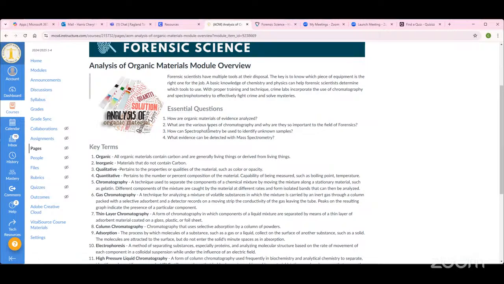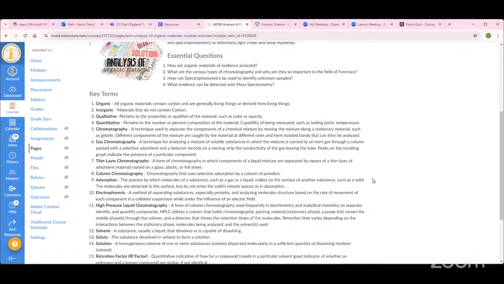Okay. What are the various types of chromatography, and why are they so important in the field of forensics? And so let's come down here and look at the vocabulary. First of all, what is chromatography? Chromatography is a technique used to separate the components of a chemical mixture by moving the mixture around a stationary material, such as a gelatin. So in other words, they have a plate and they streak the material across the gelatin plate. Different components of a mixture are caught by the materials at different rates and form isolated bands that can be analyzed.